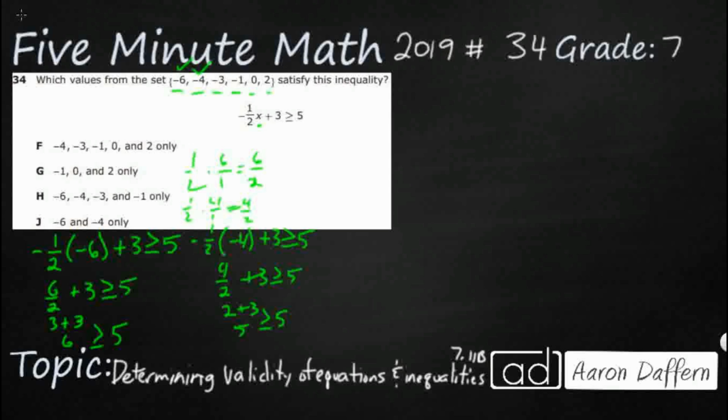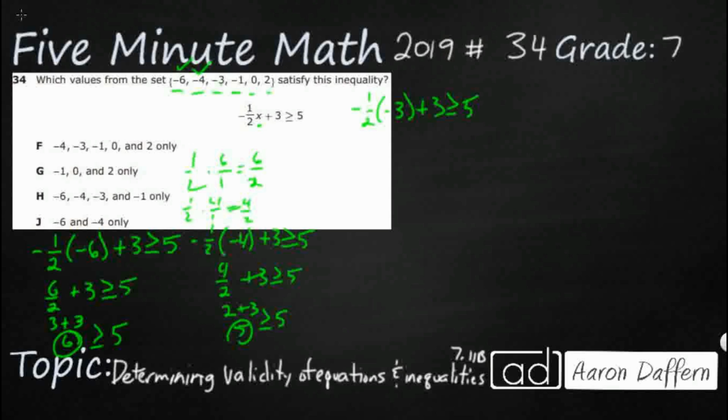But you notice how I started with 6, and I went to 5, I'm moving down. As my numbers are getting closer to 0, the numbers on the left are getting smaller. I'm not sure that -3 is going to work. Let's try. So I'm going to have -1/2 times -3 plus 3 greater than or equal to 5.